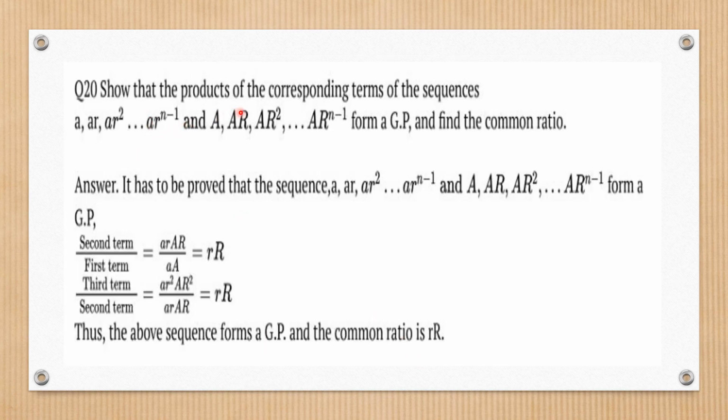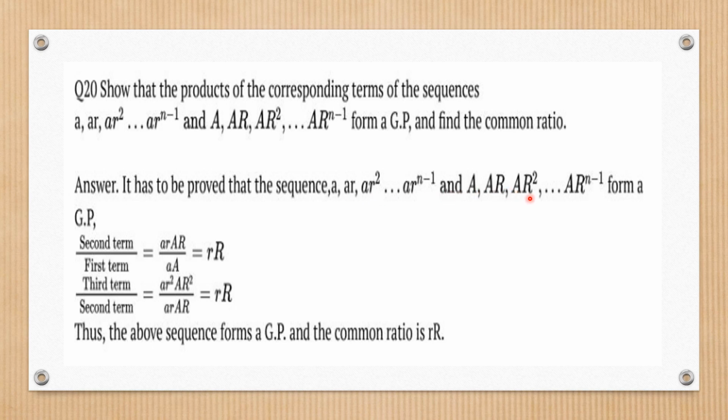The 20th question says show that the product of corresponding terms of the sequences a, ar, ar square, ..., ar^(n-1) and capital A, AR, AR square, ..., AR^(n-1) form a GP. You have to find the common ratio. It's the same as the previous question. When corresponding terms are multiplied, the sequence will be like aA, arAR, and so on.